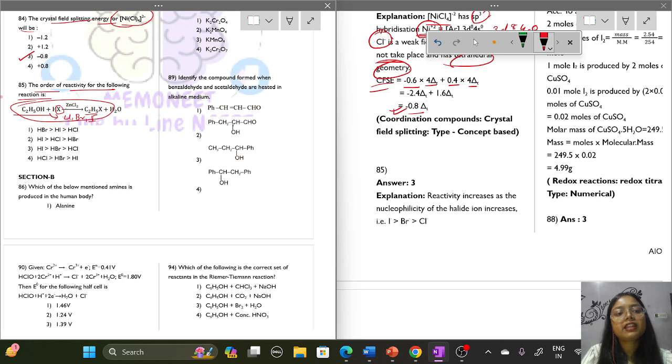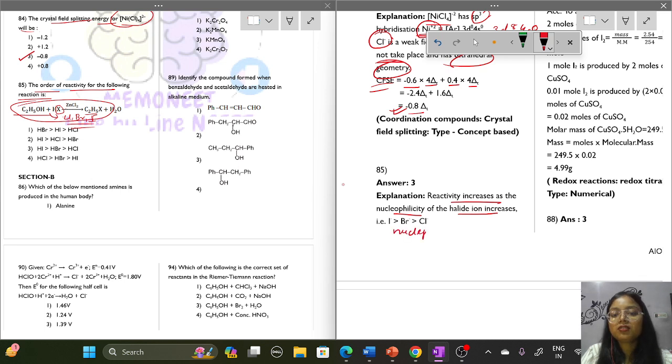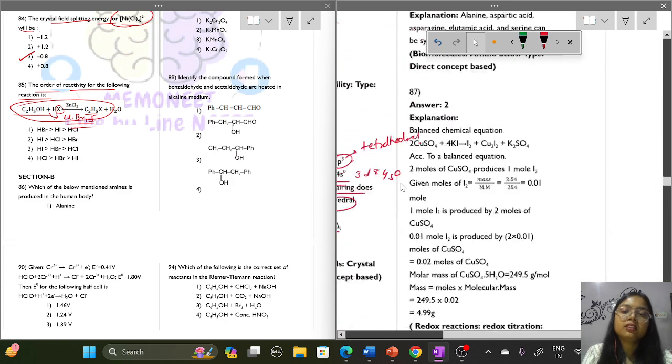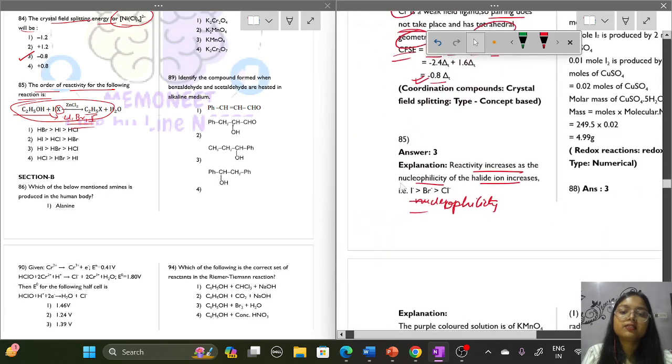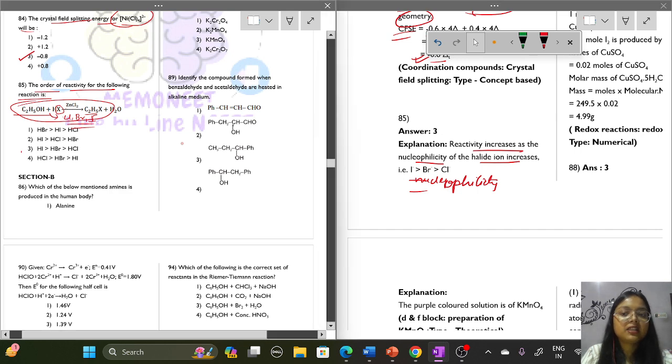So we have to find out the reactivity order of the halogens. For halogens, the reactivity increases as the nucleophilicity of the halide ion increases. Considering the nucleophilicity order, iodine will be more nucleophilic in nature, then bromine and then chlorine. So this will be the answer for the reactivity also. I will be most reactive, then Br and then Cl. Option number 3 will be the correct option here.